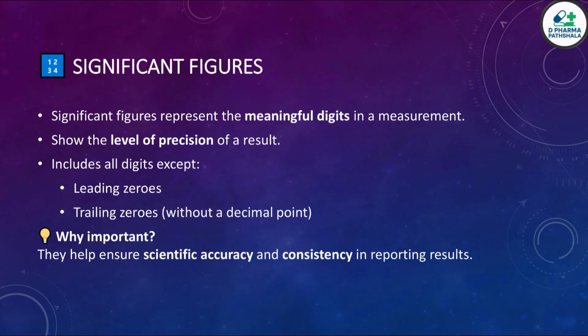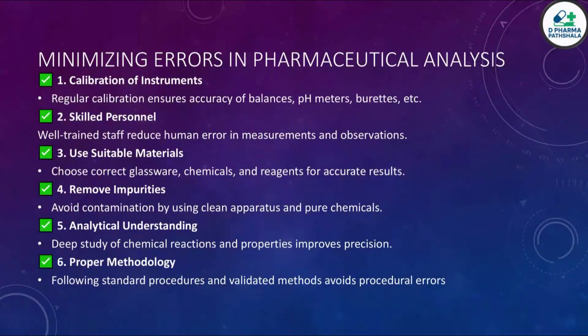Finally, significant figures are used to express your result in a way that reflects its true precision. They include all digits that are known with certainty plus one estimated digit. For instance, the number 8.73 has 3 significant figures. This practice helps maintain accuracy and reliability in scientific reporting.